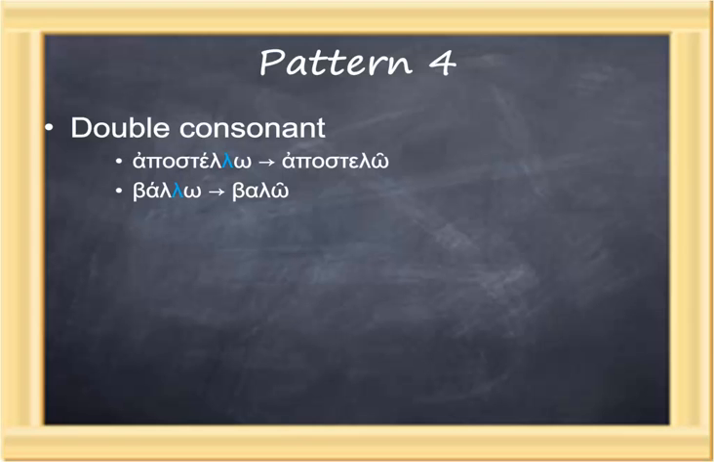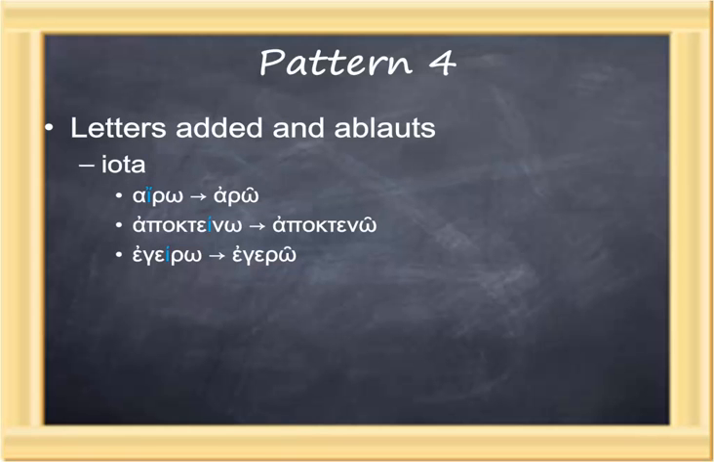The doubling of consonants, we've already talked about that when we looked at some pattern 3 liquids, but let's just review here. Another way in which the present is formed from a root is by doubling a consonant, as in apostello and balo. A third way of forming the present from a root is to add letters or cause letters to drop out. We've seen examples of iotas being added to the root to form the present stem in airo, apokteno, and agero.